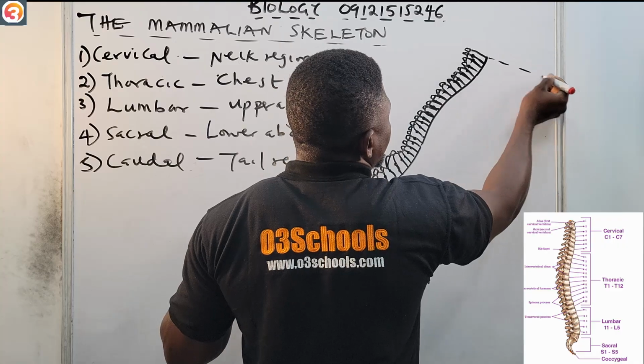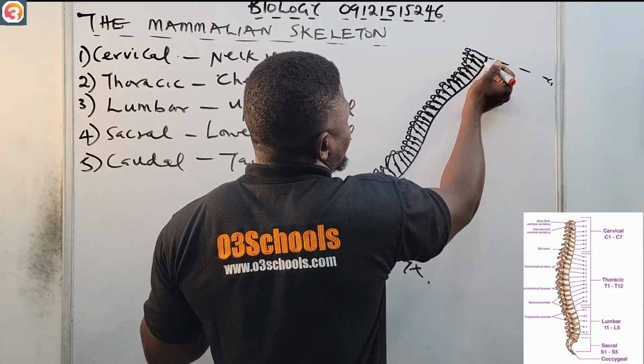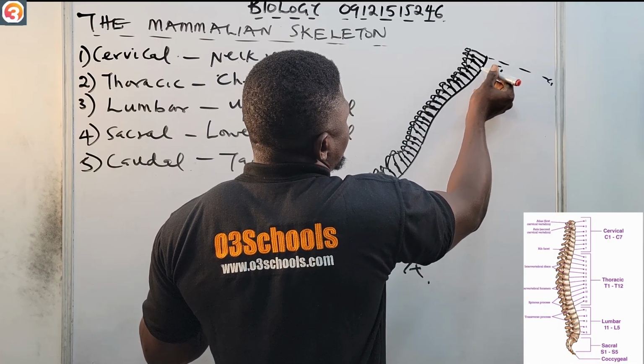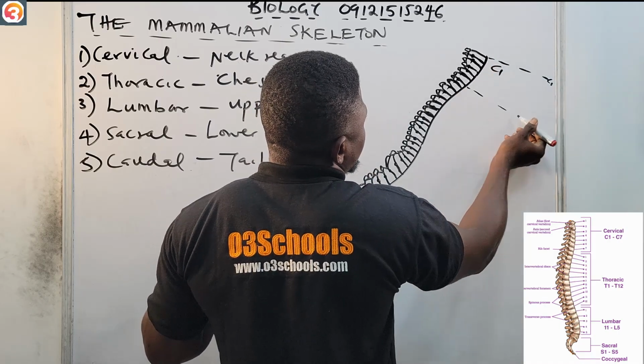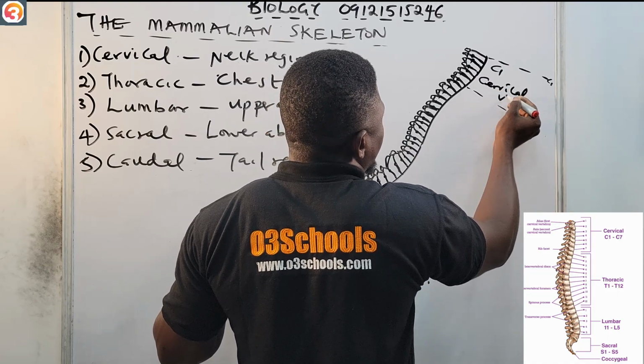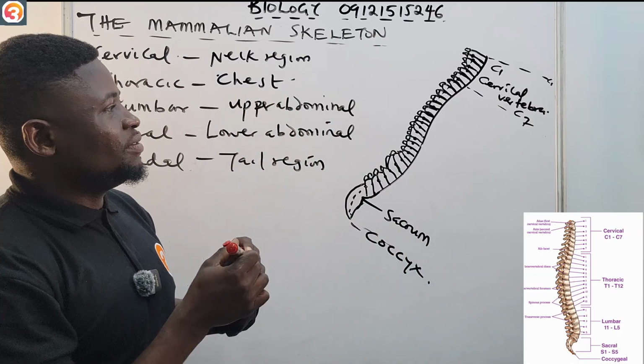So the first 7, from C1 here, the first vertebra, to the 7th one: 1, 2, 3, 4, 5, 6, 7. This one, C1 to C7, is the cervical vertebra. So the first 7 are the cervical vertebra.